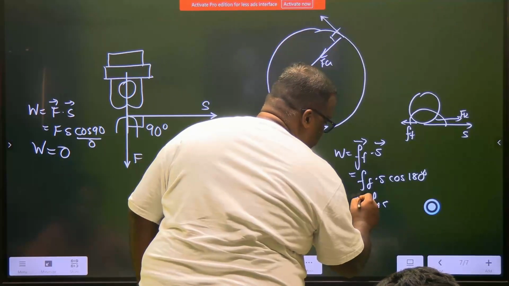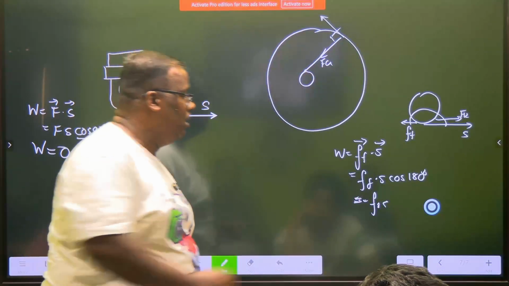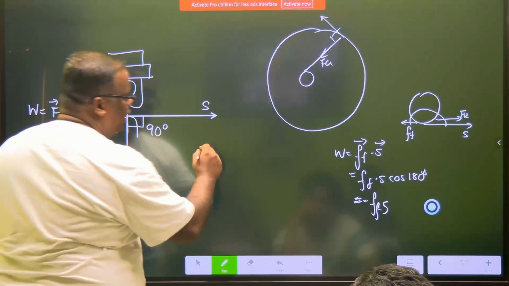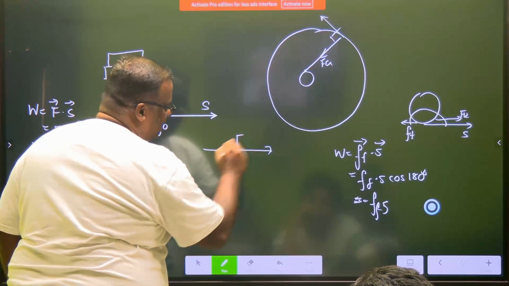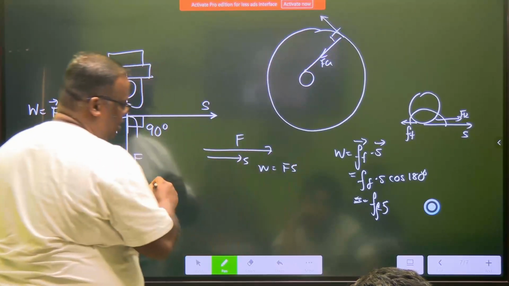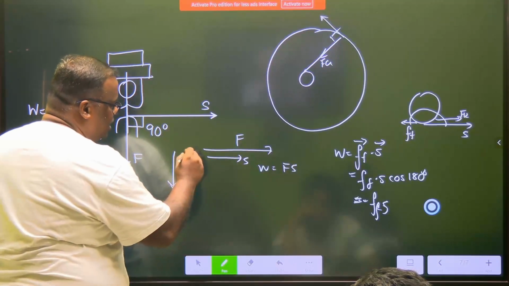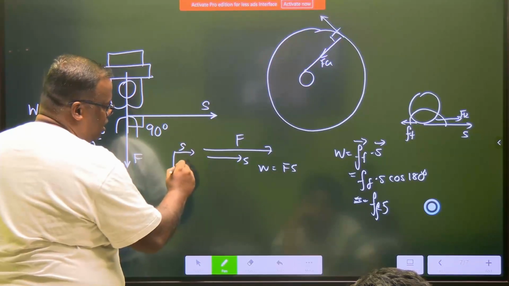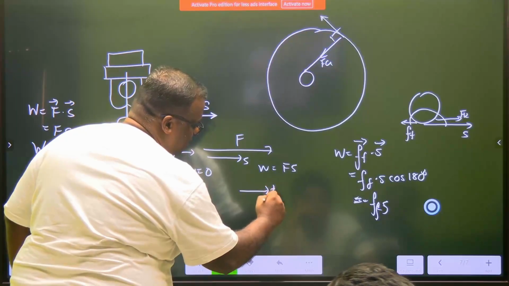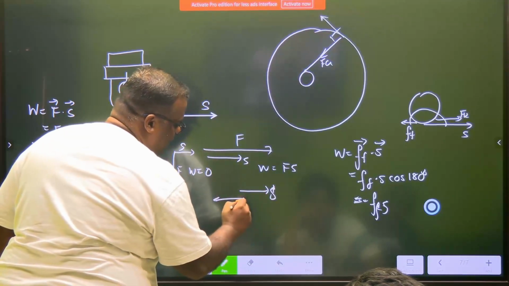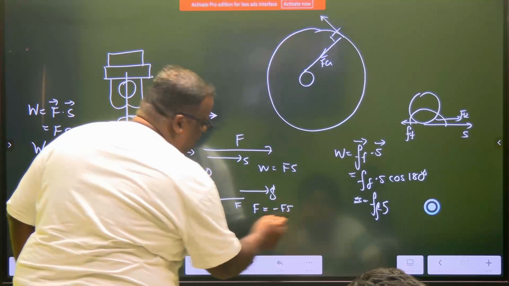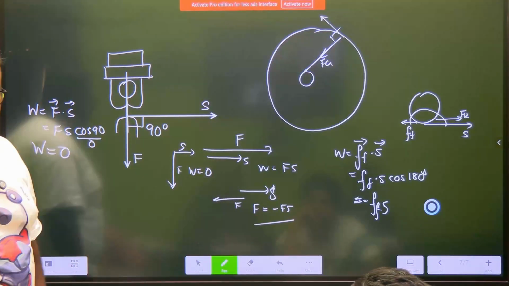And I just want you today to go and see your NCERT book. You know what they will say? NCERT will say, if force is in this direction, displacement is in this direction, work is equal to Fs. If force is in this direction, displacement is in this direction, work is equal to 0. If force and displacement are opposite, work is equal to negative Fs. But why it came? They don't tell you.